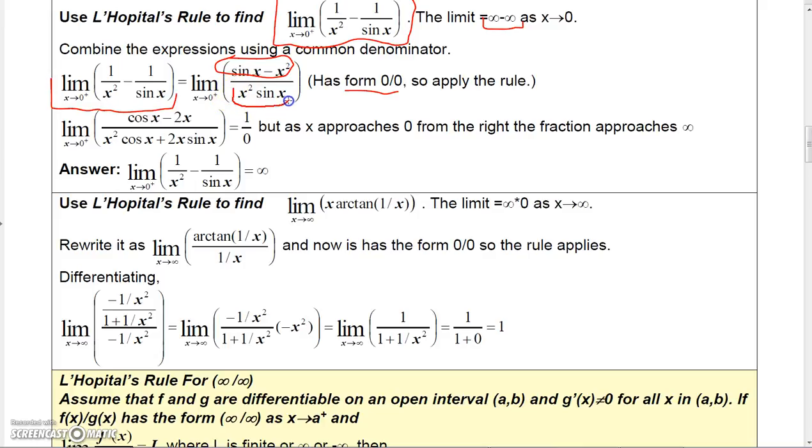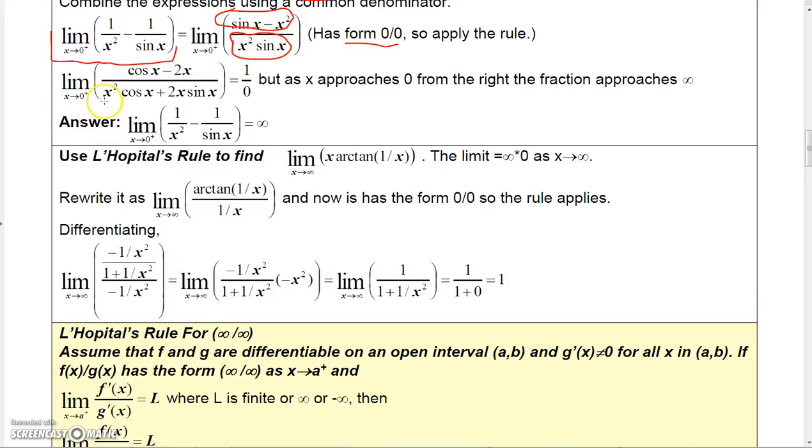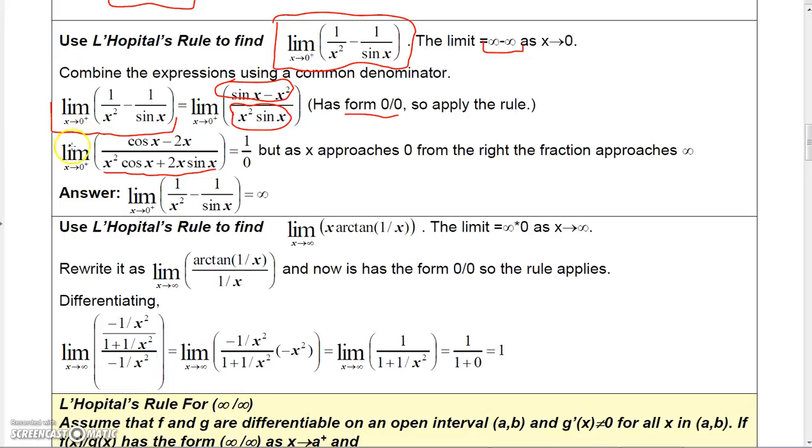Now on the bottom, you're going to have to apply the product rule. Okay, so I got x squared cosine x plus 2x sine x. Now let's try evaluating it as x approaches 0. The top, we're going to get cosine of 0, which is 1, minus 0, so the top's going to be 1. But the bottom, since I have factors of x in both terms, is going to continue to be 0. So 1 over 0 is what I get. Well, 1 over 0 generally is going to approach infinity or negative infinity.